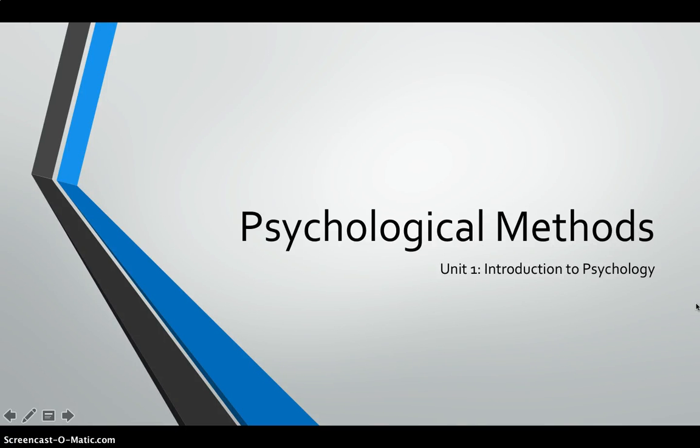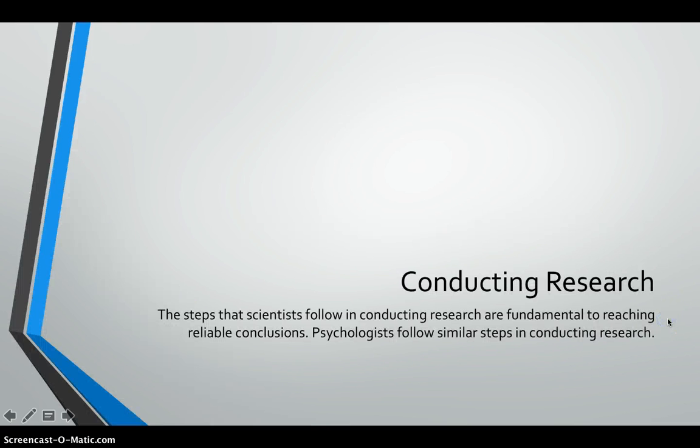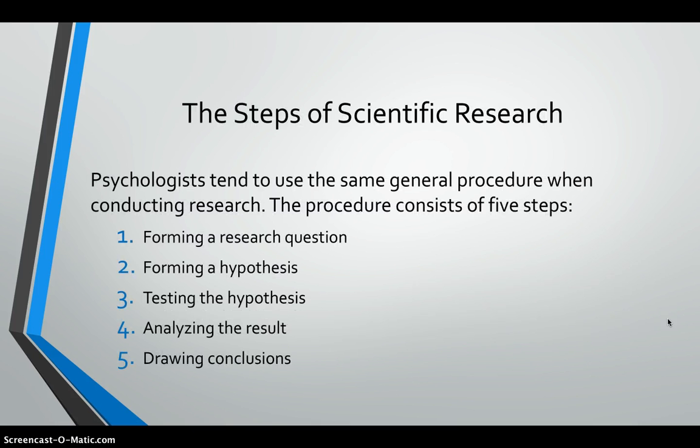Alright, this is our second chapter in Unit 1, Psychological Methods. And Section 1 is going to be on conducting research. The main idea: the steps that scientists follow in conducting research are fundamental to reaching reliable conclusions. Psychologists follow similar steps in conducting research.